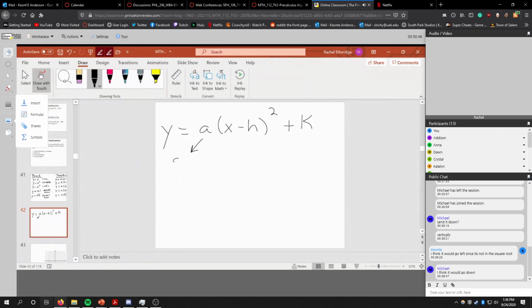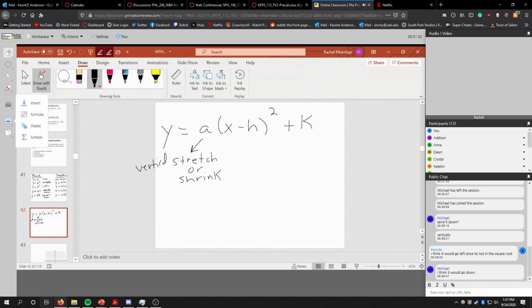A gives you stretch or shrink. Think about stretch as like stretching a rubber band vertically. It's vertical stretch. Think about shrink as maybe taking a stiff kind of spring and pushing it down or compressing it down. It's pushing down on that spring. So shrink.